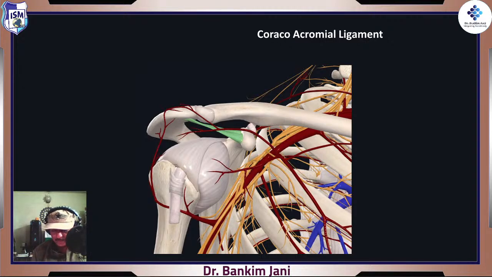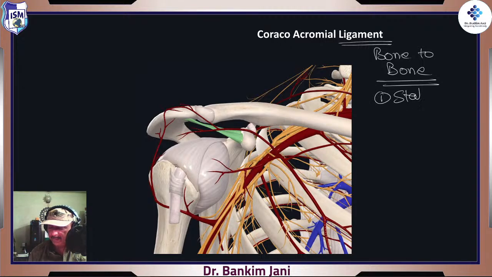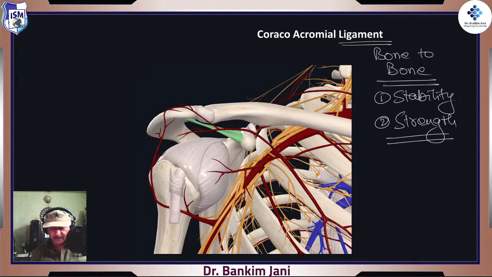Okay, now one or two important ligaments. Always remember a ligament is bone to bone, right? Bone to bone. That is a ligament. Their function, there can be only two functions. One, it gives stability, and second, it gives strength, right? They play crucial roles. The best part, the name is always suggesting where it is starting and where it is ending.